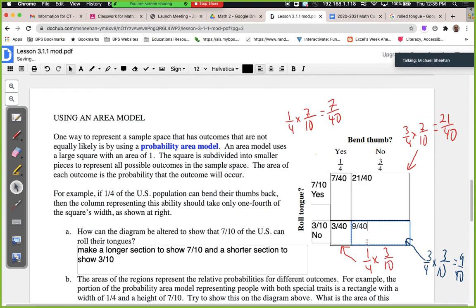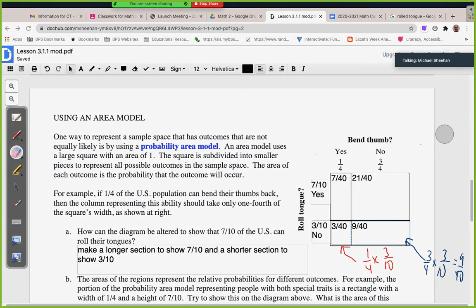And if we add up all the top numbers, 7 plus 21 plus 3 plus 9, that should add up to 40 out of 40. Okay? 7 plus 21 is 28, plus 3 is 31, plus 9 is 40. So that covers everybody. All right? So now we know what's the probability somebody cannot do either thing? 9 out of 40 people can't do either thing.